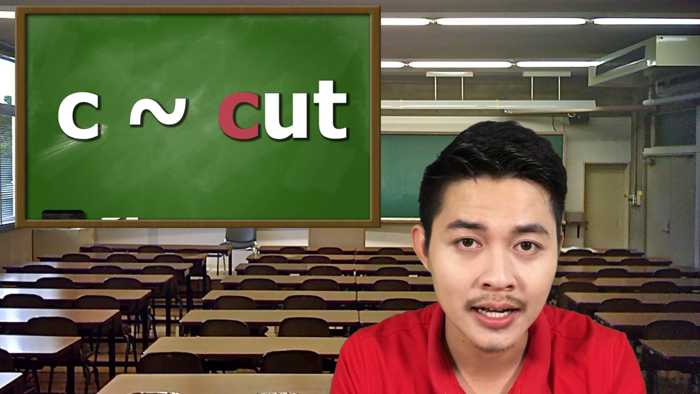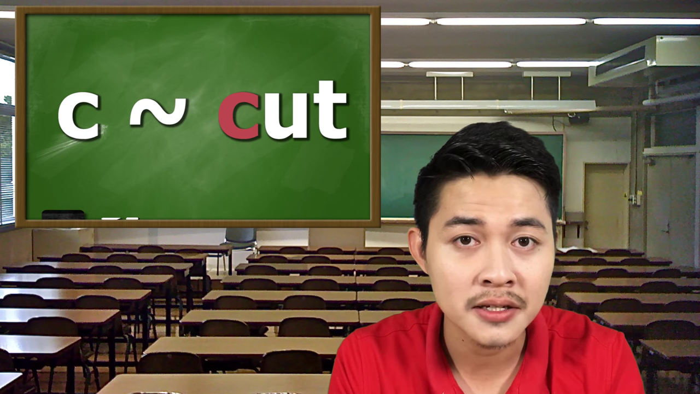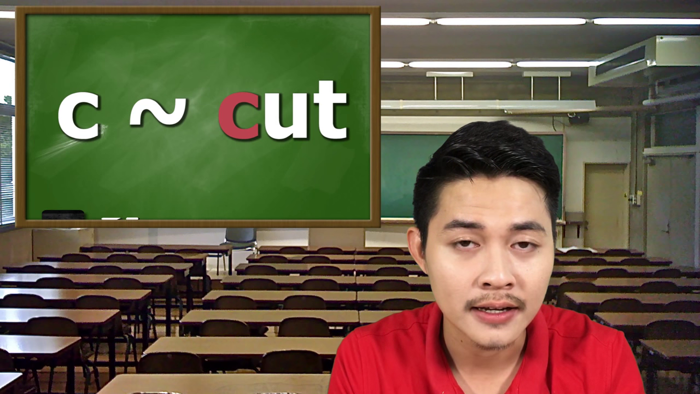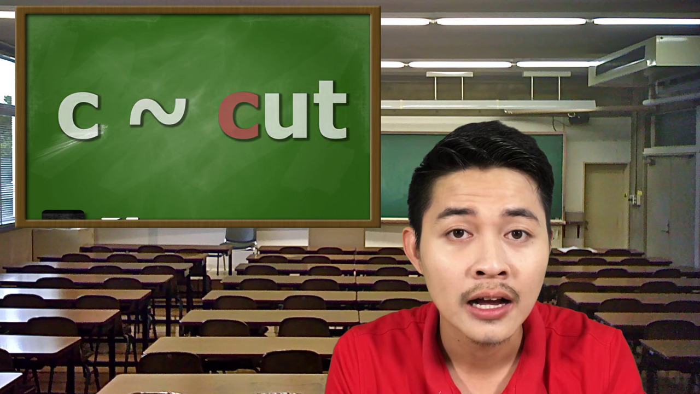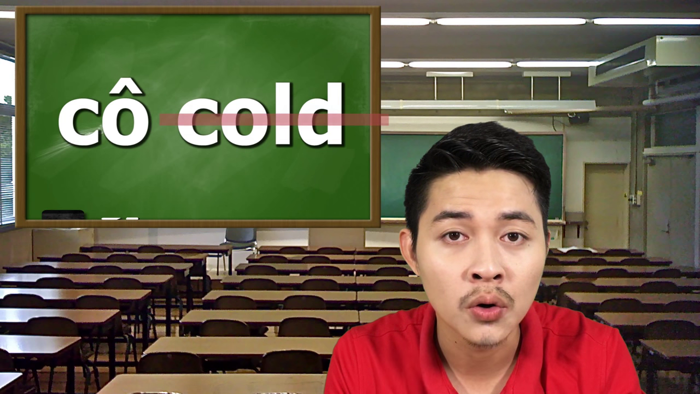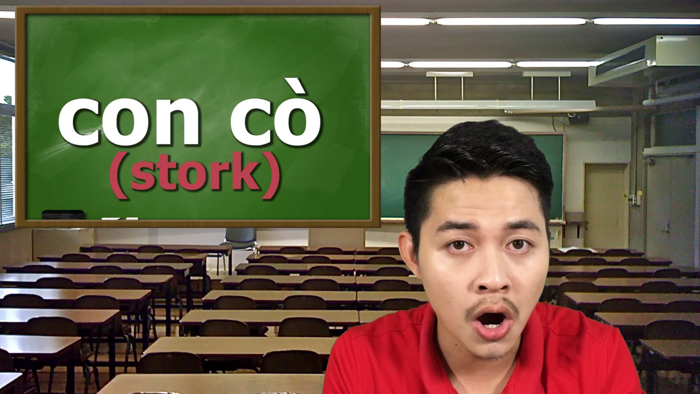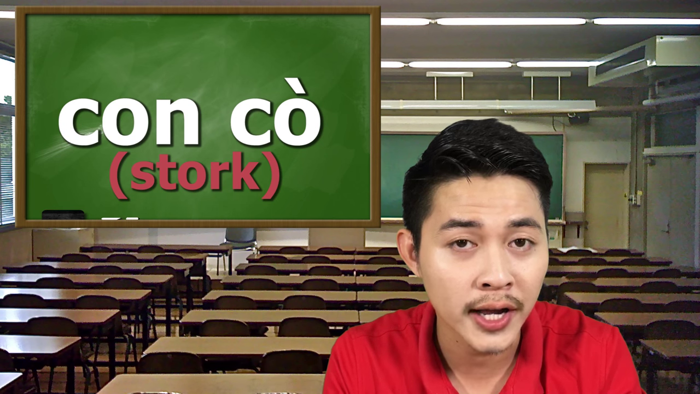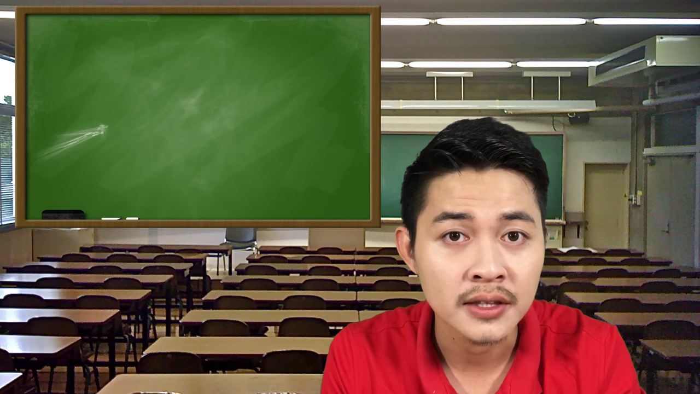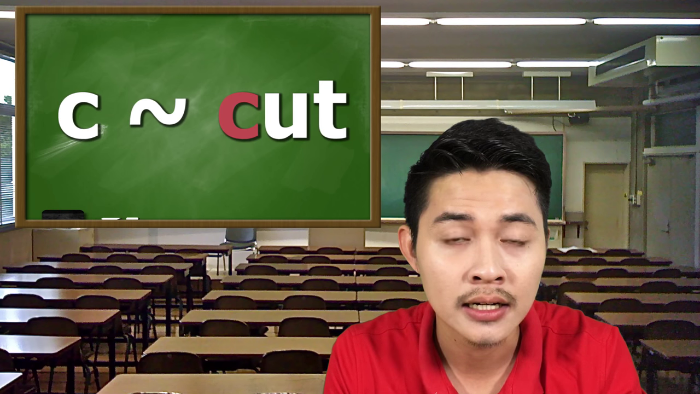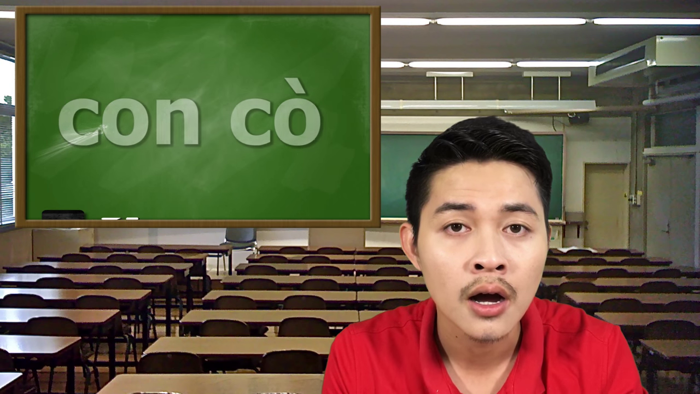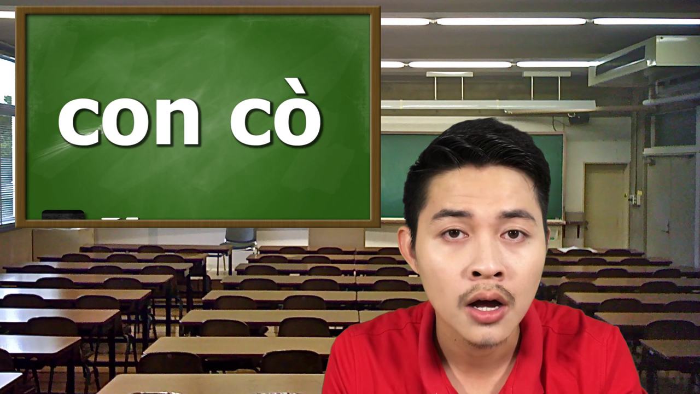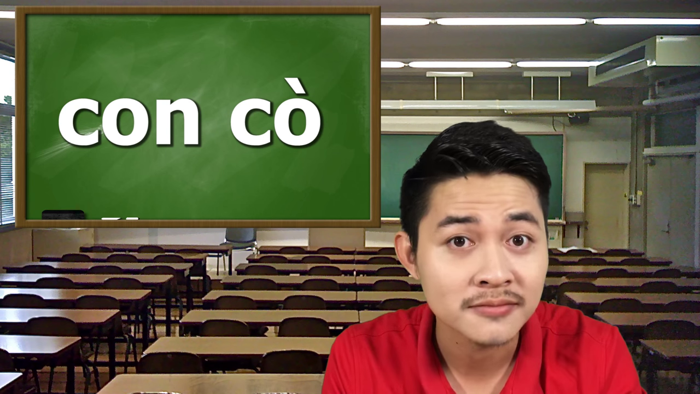The next sound is k, as in cut. It's a little bit different when you sound this word in Vietnamese. Don't let the air flow out of your mouth. For example, go, not cô, con cò. Okay, do not let the air out of your mouth. Now repeat, cờ, cô, con cò. Good.